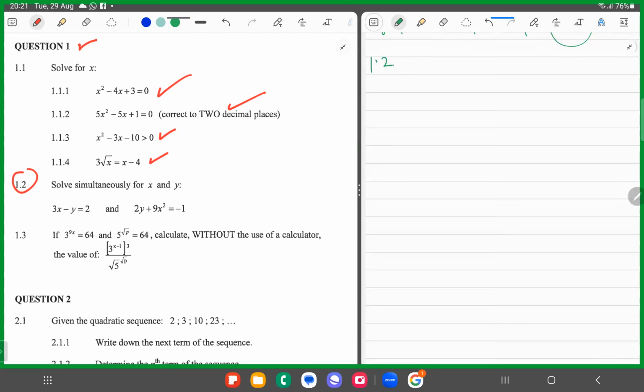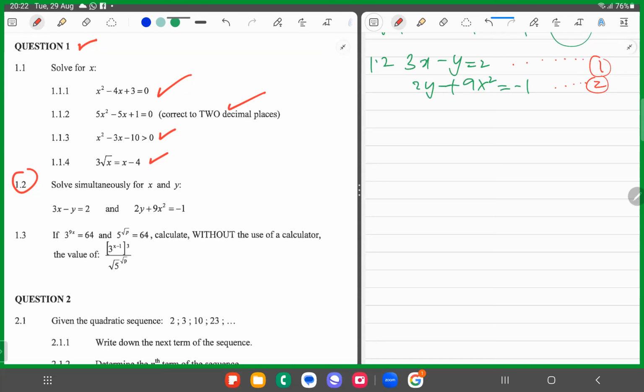We're going to begin by looking at the two equations and make sure that we understand the simultaneous equations here and be in a position to solve this. And so we have 3x minus y equals 2, and then you have 2y plus 9x squared equals minus 1. All right, so what is this?